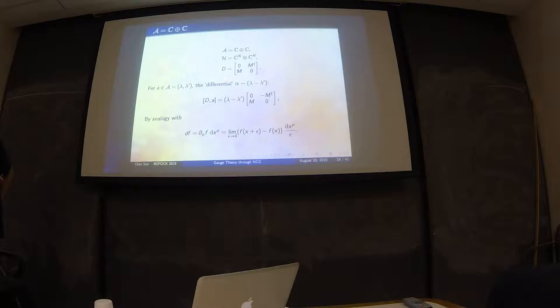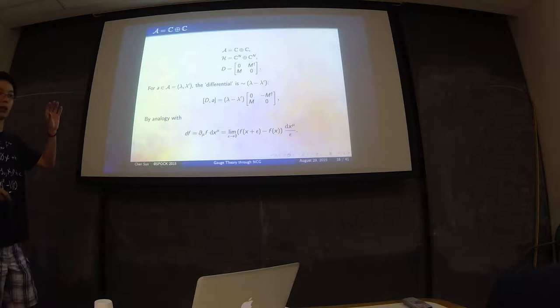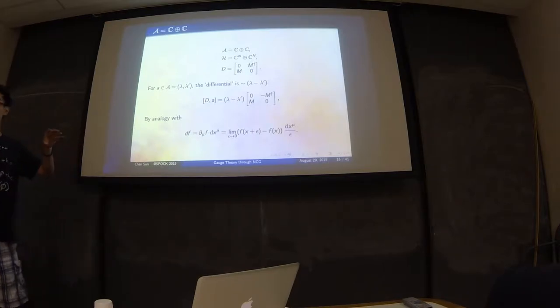Okay, so what do we have? We have an algebra, a representation, and a Dirac operator. So roughly speaking, the differential is the function value at one point minus the value at the other point. So in this case, it's lambda minus lambda prime. So it's just the analog of the usual differential.